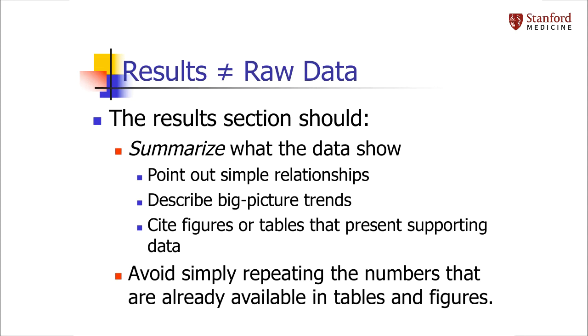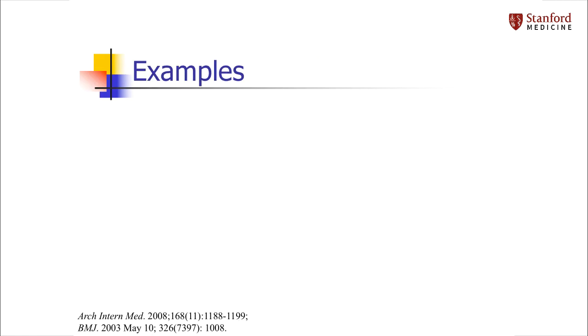The results section is supposed to summarize at a higher level what's in the tables and figures. You want to point out simple relationships, describe big picture trends, and just refer the reader to the tables or figures that provide the supporting data. You can highlight a few key numbers for your reader that you think are most important, but don't simply run through all the numbers that are already available in tables and figures.